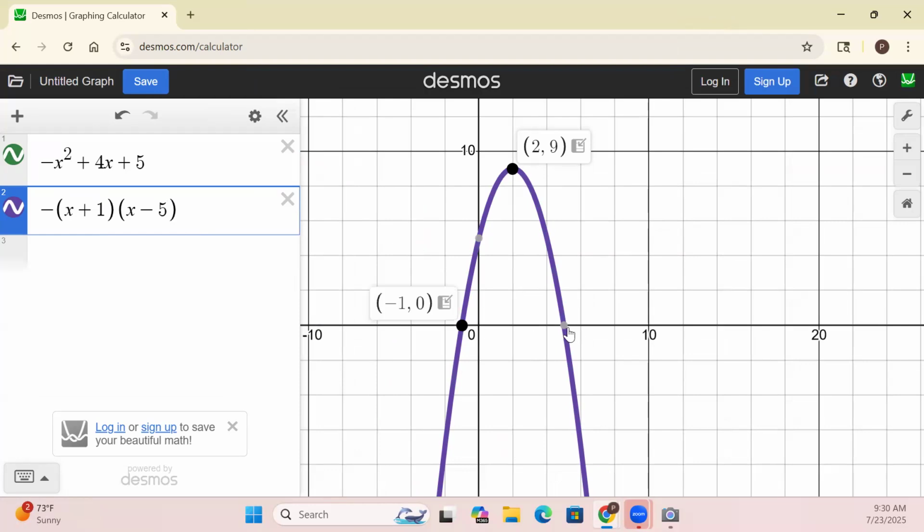And look, there are my x-intercepts. The -1 corresponds to the x plus 1, and the +5 corresponds to the x minus 5. And it's opening down, which is why there's a minus on the front.